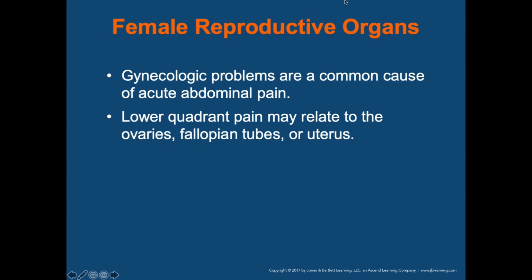The female reproductive organs. Gynecologic problems are a very common cause of acute abdominal pain, and the lower quadrant pain may relate to the ovaries, fallopian tubes, or uterus. So you have a female who's sexually active, and you have to ask these questions. If you have a 16-year-old female with lower abdominal pain, you need to ask, have you been sexually active? Also, have you been using protection, to make sure it's not an STD causing the pain?